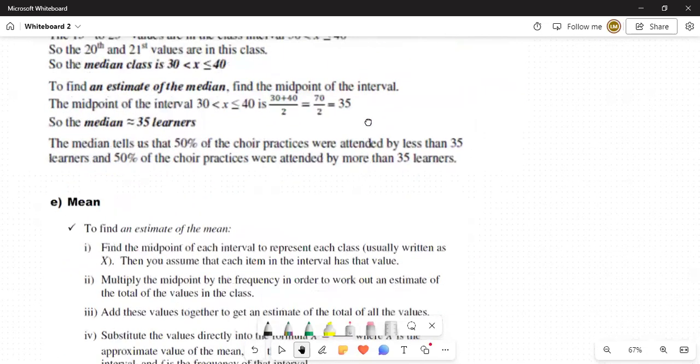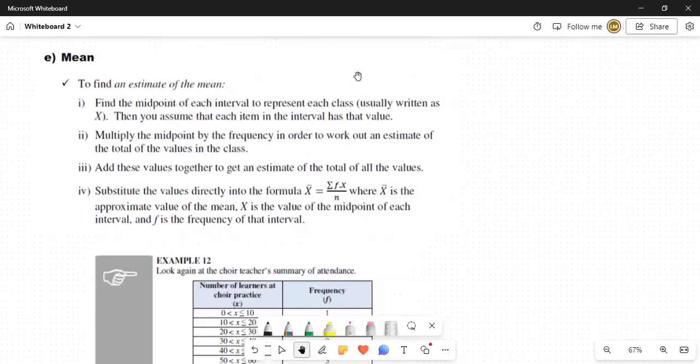The next one we have is the mean, and the way to estimate the mean is, first, you find the midpoint of each interval to represent each class. Then you multiply the midpoint by the frequency in order to work out an estimation of what the total should be for the class. And then these values are added up together to give you the total value. Then you divide by n, which is the total frequency.